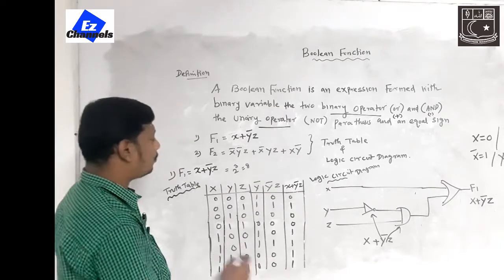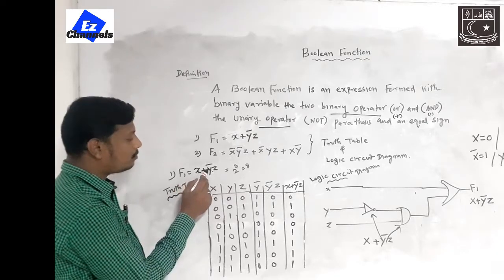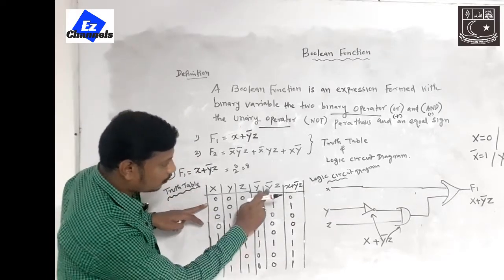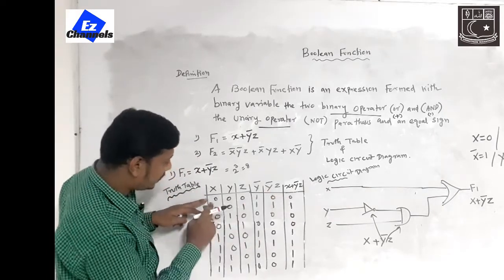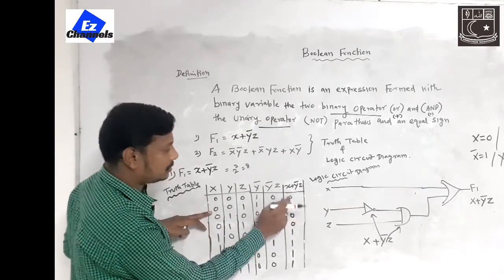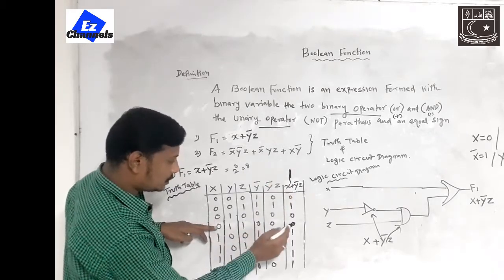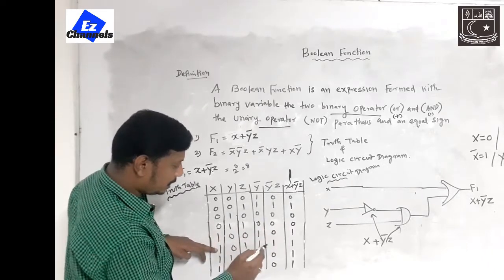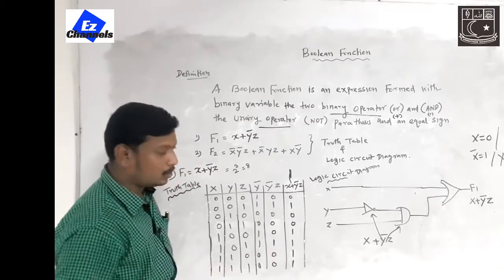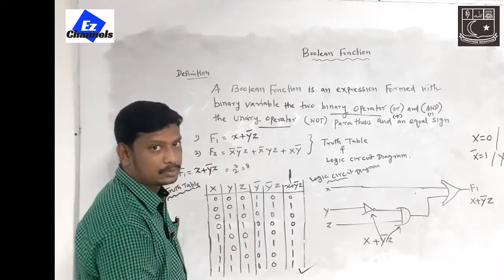Next, solve x plus y bar z. Take the x value and again the y bar z value. This is the addition, so this symbol is used for addition: 0 plus 0 is 0, 0 plus 1 is 1, and so on; 1 plus 0 is 1, 1 plus 1 is 1. So the truth table is finished.